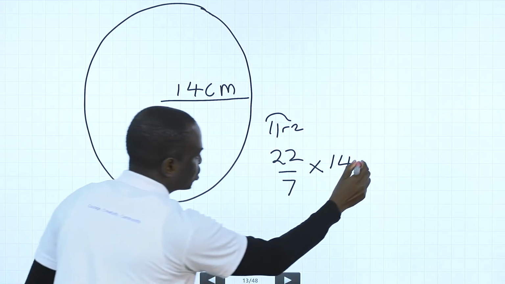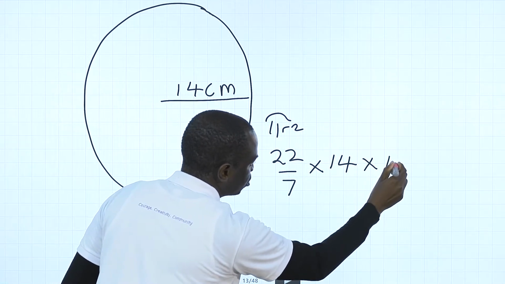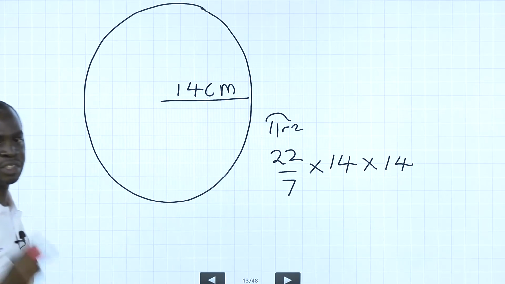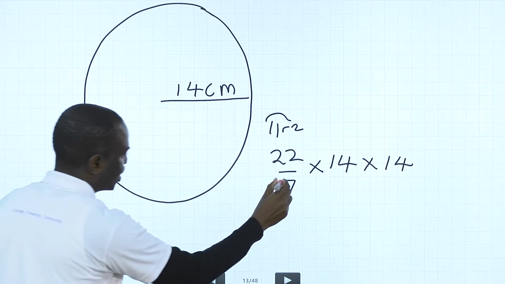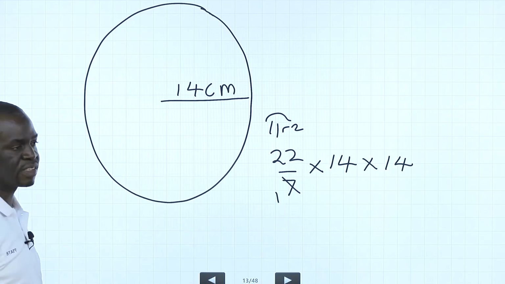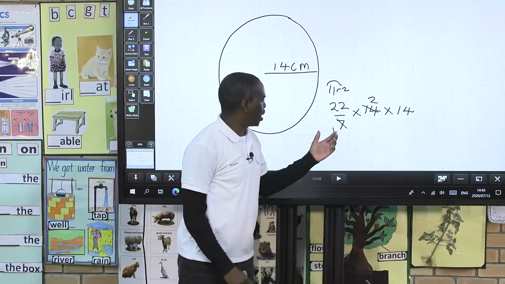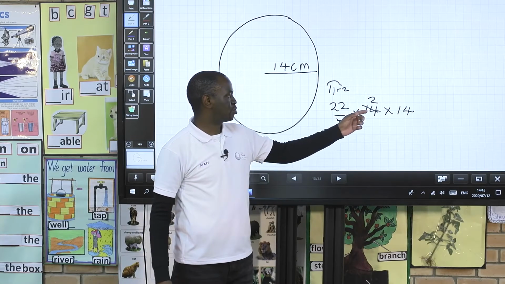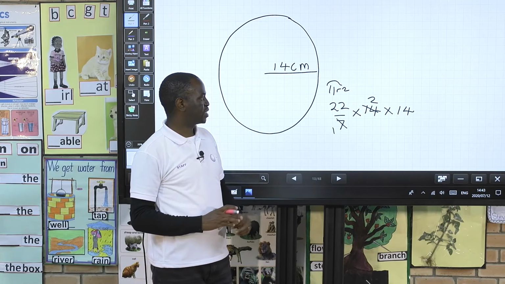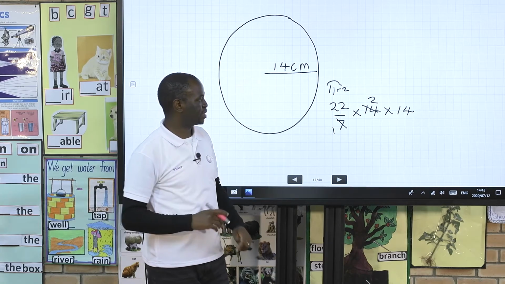Multiply again by 14. We haven't doubled the 14, we have multiplied it 2 times. Then we can say, 7 goes in there once, 7 goes in there 2 times. So after you've divided 7 into 14 and it gives you 2, it's now time to calculate the answer.